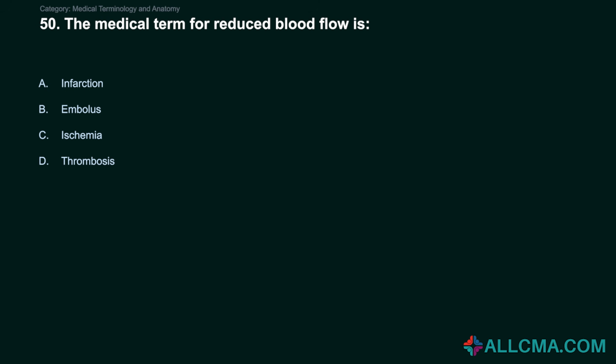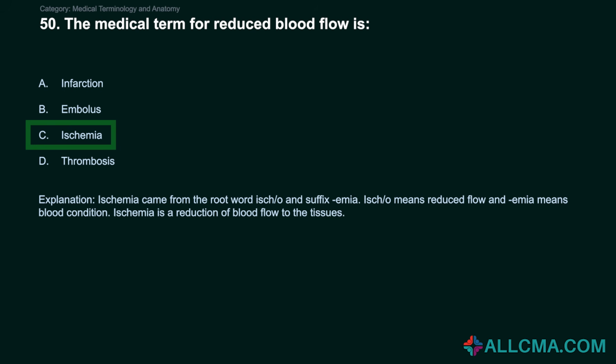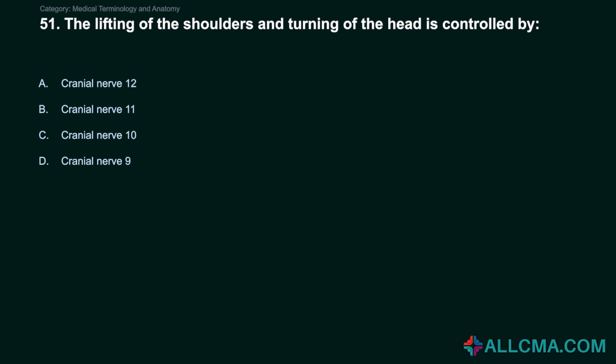50. The medical term for reduced blood flow is: A. Infarction. B. Embolus. C. Ischemia. D. Thrombosis. Correct answer, C. Ischemia. Ischemia came from the root word ischo and suffix emia. Ischo means reduced flow and emia means blood condition. Ischemia is a reduction of blood flow to the tissues.